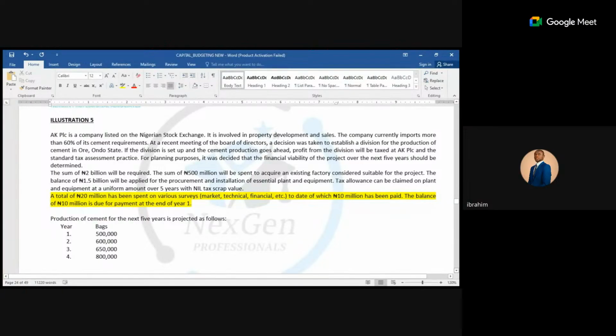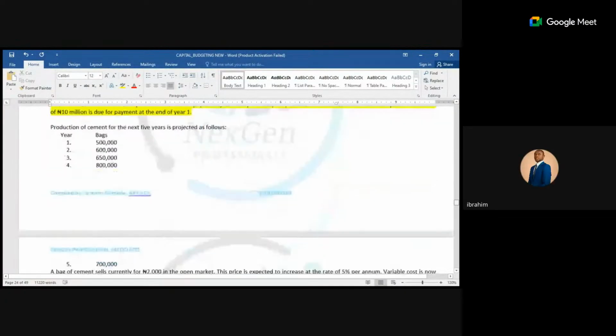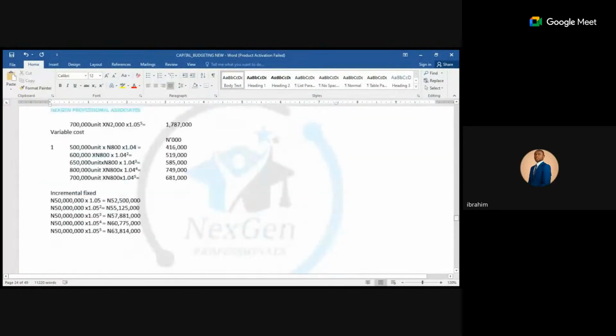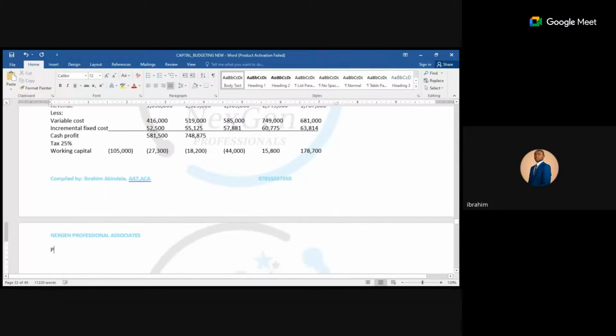After the factory, what do we have again? We have the plants and equipment, 1.5 billion. Is that also 1.5 billion? We have 500 and 1.5. So quickly, we have factory.